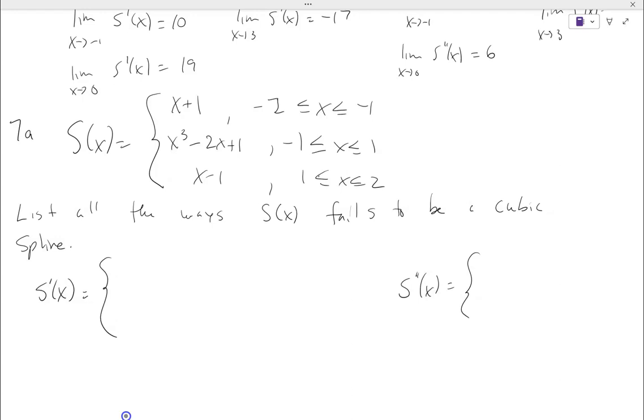Well, the first derivative is 1 for the first one, right? It's 3x squared minus 2 for the second one, and 1 for the third one. And then we already established that the second derivative was 0 for both of those. Here it's 6x.